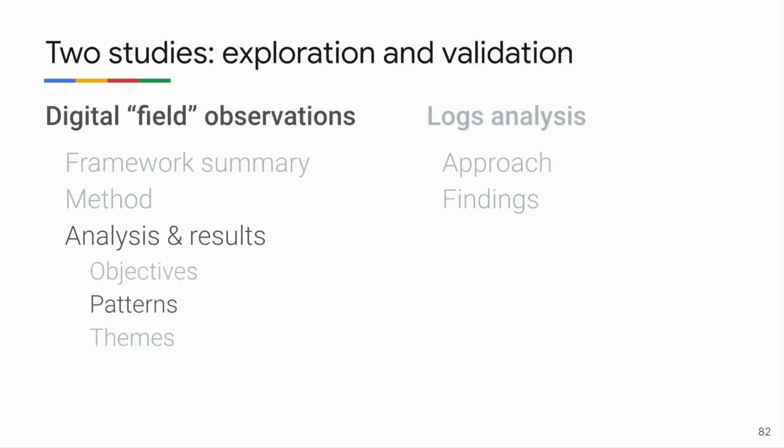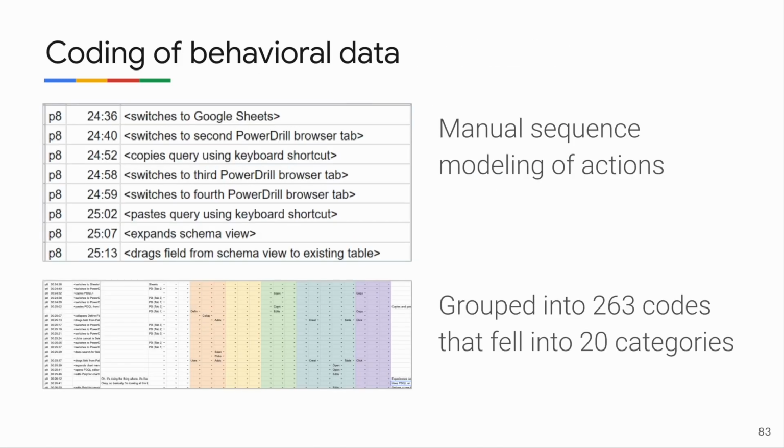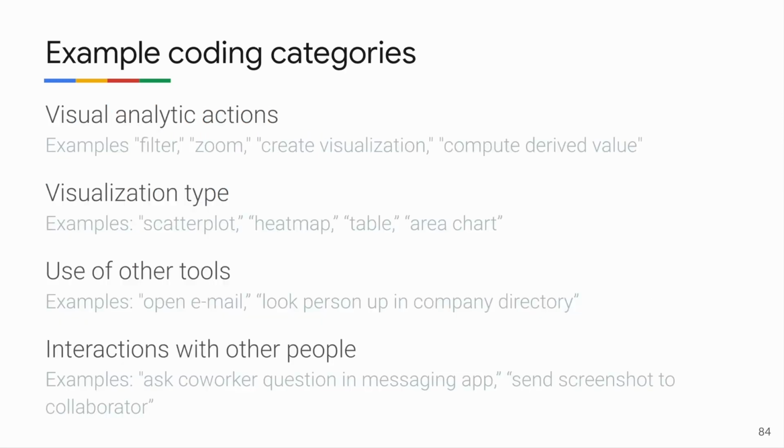Next, let's take a look at how users achieve these objectives. To determine this, we manually created sequence models of all the keystrokes, mouse clicks, and other atomic actions. We then grouped these into 263 codes that fell into 20 categories.